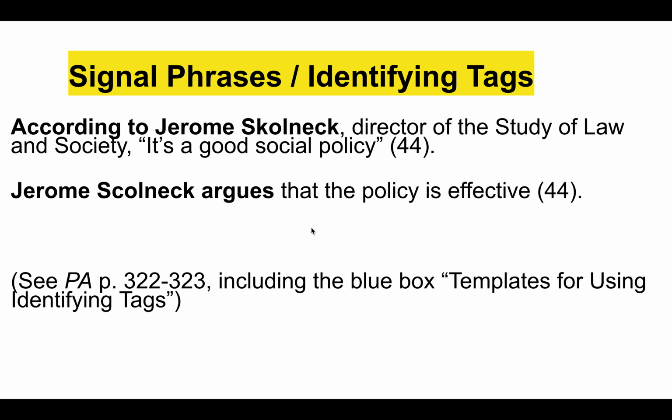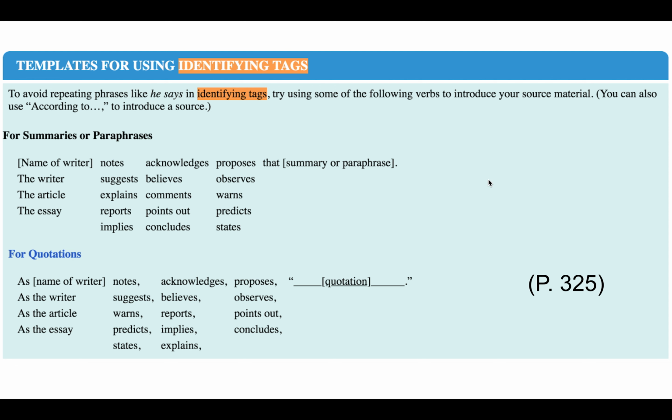Practical Argument has a blue box, templates for using identifying tags, and that box is really helpful to help you find some different ways to phrase these identifying tags. Looks a little bit like this. So for summaries, paraphrases, or quotations, as the writer believes, observes, warns, reports, points out. So different verbs here that you can use to construct these identifying tags and signal phrases. Just make sure you're being accurate. So if it's not an argument essay, you probably don't want to use argues. You may want to use suggests or explores or states instead.